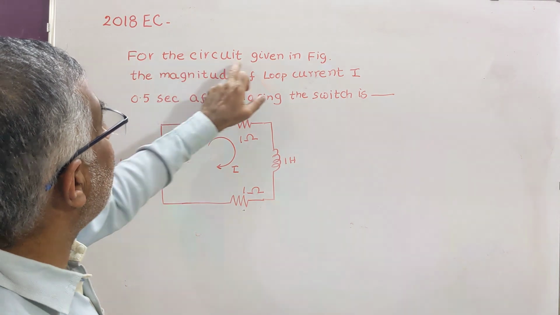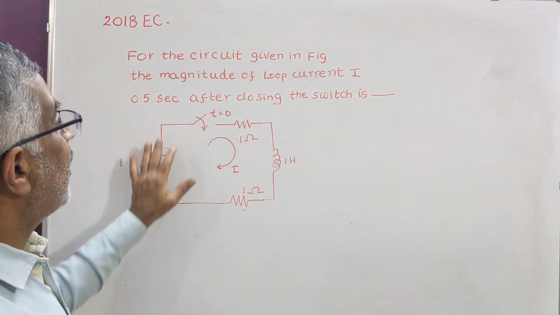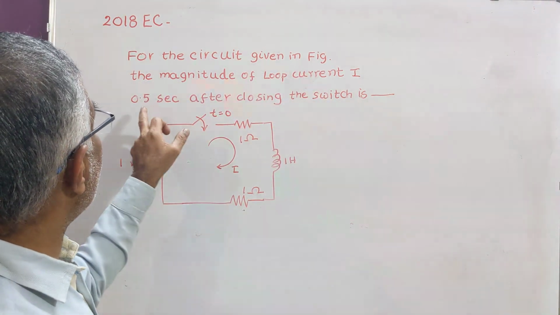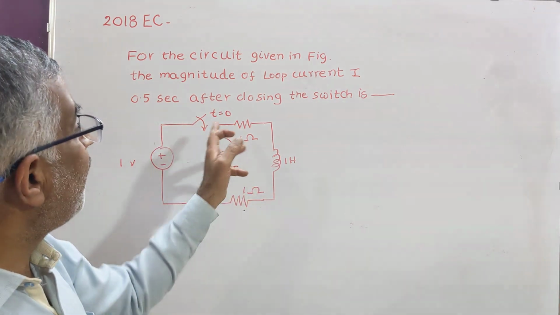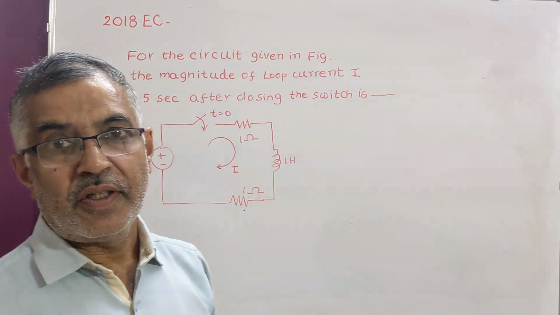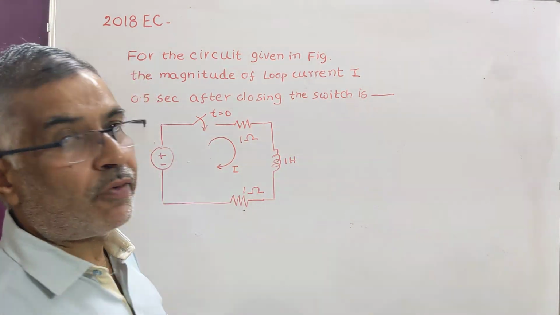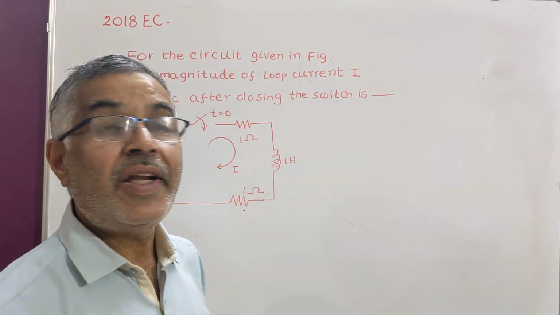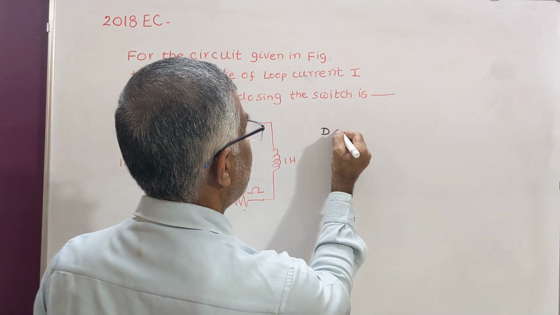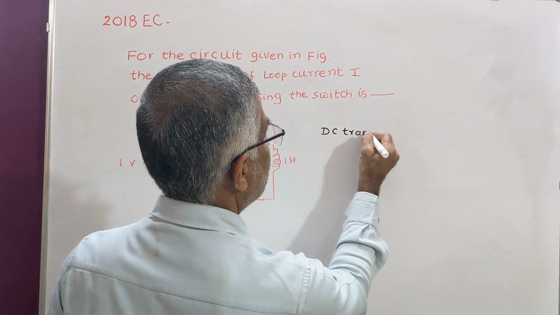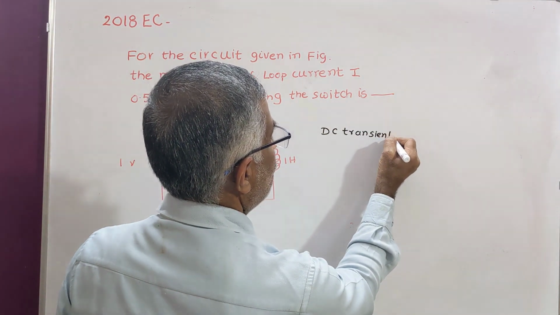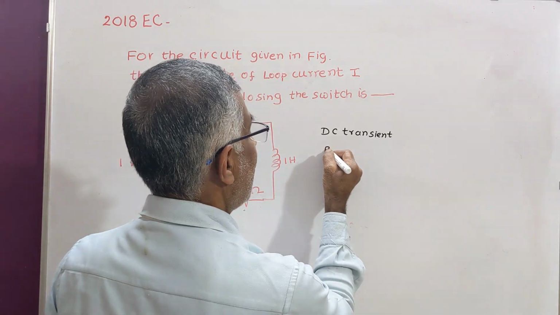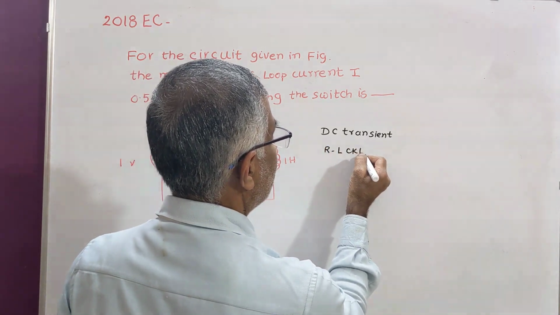For the circuit given in the figure, the magnitude of the loop current I, 0.5 seconds after closing the switch, is dash. That means the switch is closed at t equals 0. Now, this is from RL transients, so DC transients. Students must know DC transients in an RL circuit.